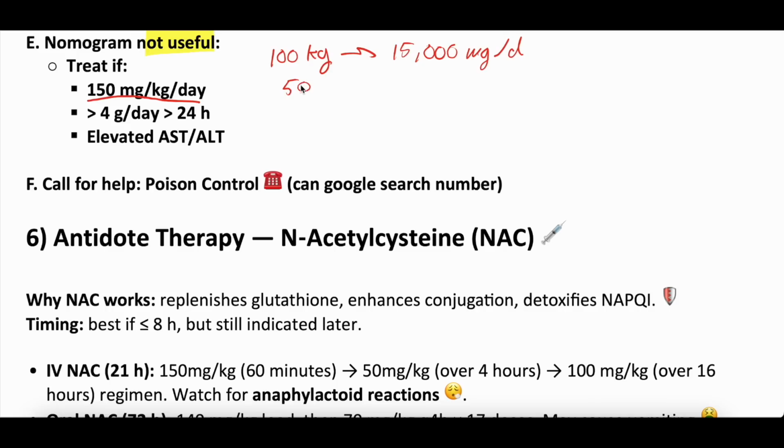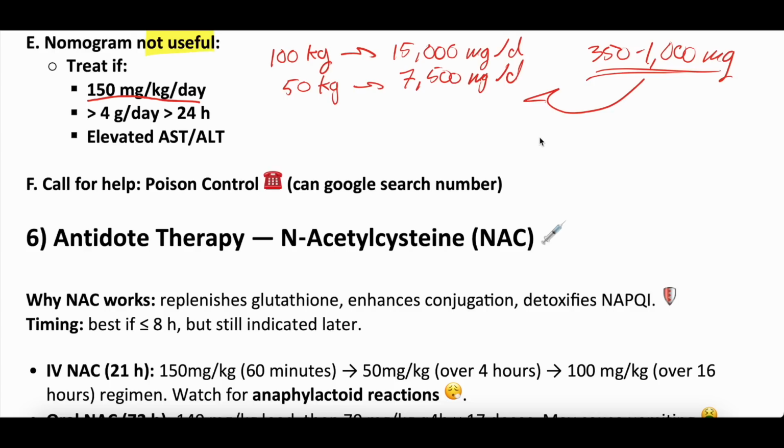Obviously someone smaller than that, 50 kilograms, if I did my math right the first time, that's 7,500 milligrams per day. And we said doses are 350 to 1,000 milligrams. So this is not a ton of pills. It's a lot, but it's not a ton, especially if someone is smaller. So if someone took more than 150 milligrams per kilogram per day, then you just treat with NAC, okay?